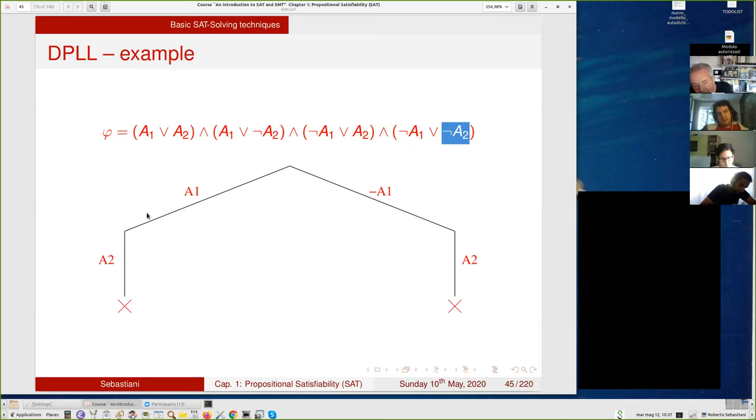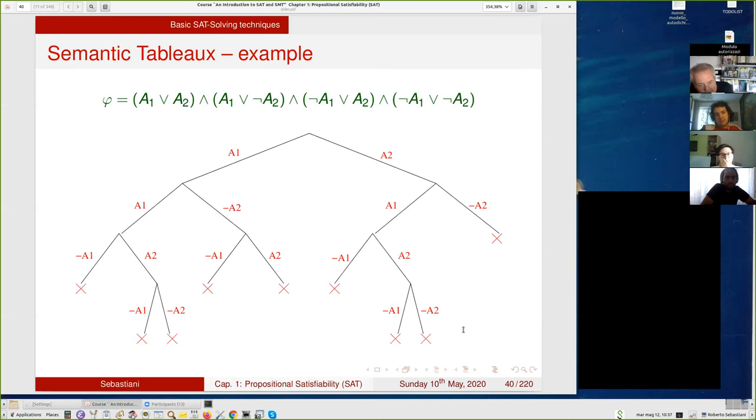So we backtrack to this choice here. We try not A1, and with not A1 here, we unit propagate A2, but also here this becomes not A2, whereas those are true. So with A2 here and not A2, we unit propagate A2 first, but this makes this violated. Okay, so that's it. Notice the difference in the size of the search space with respect, for instance, to the tableau for the same formula.